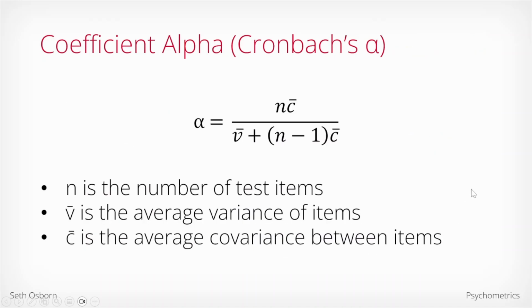Now let's make the jump over to coefficient alpha, which is the same thing, but maybe you would call it raw alpha. It's in unstandardized terms. Just naming the parts real quick, we're looking at alpha, and it's equal to the number of items times the average covariance between items, over the average variance between items plus (n minus 1) times the average covariance. We'll get into all that in a minute.